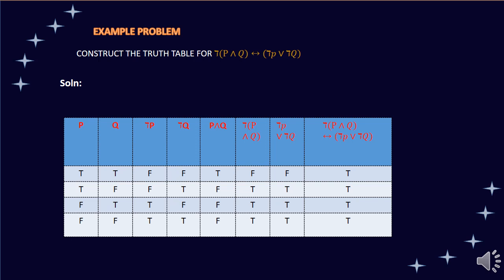if and only if negation P or negation Q. By the definition of biconditional statement, both truth values having the same truth value will come true, otherwise it will come false. Here, negation of (P and Q) and negation P or negation Q have the same truth values in all rows. So it will come true for all rows.